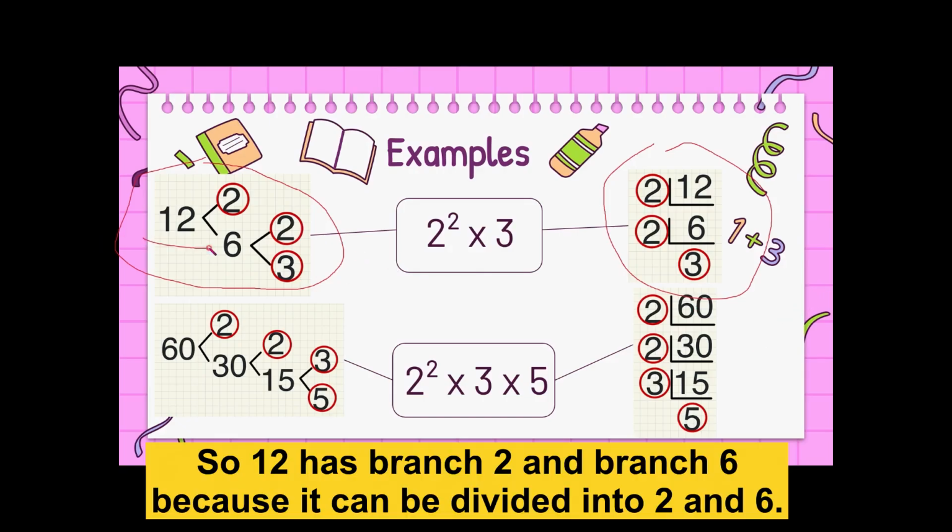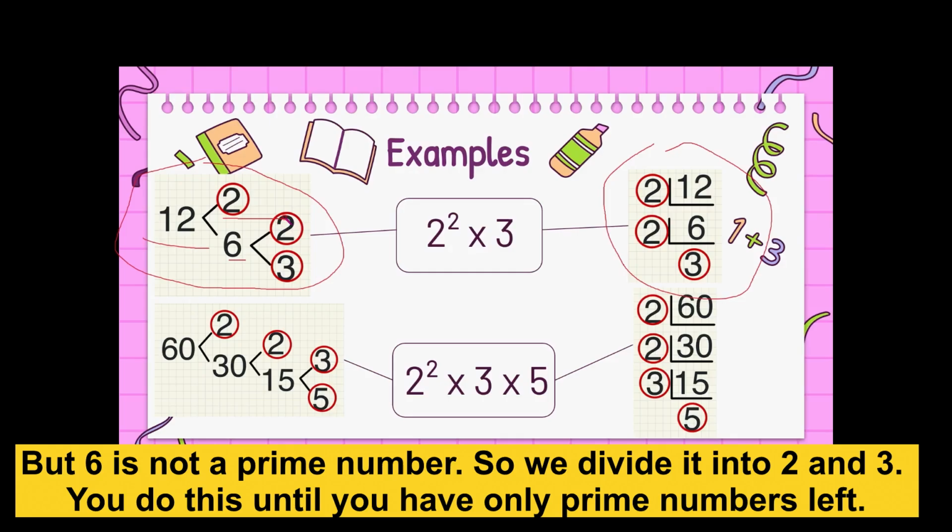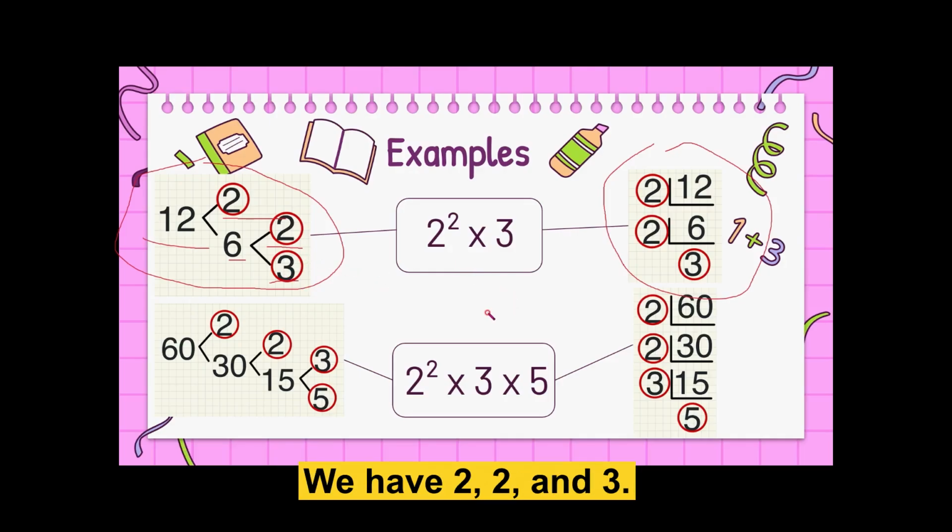So 12 has branch 2 and branch 6 because it can be divided into 2 and 6. But 6 is not a prime number, so we divide it into 2 and 3. You do this until you have only prime numbers left. We have 2, 2, and 3.